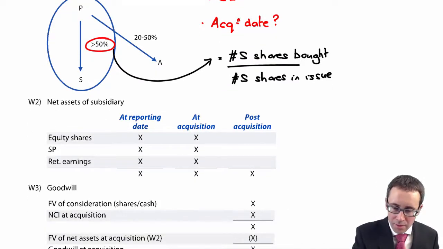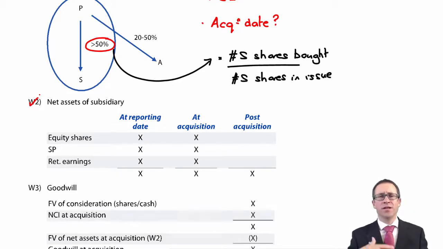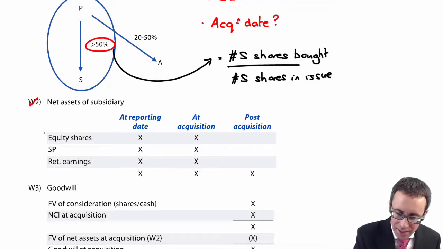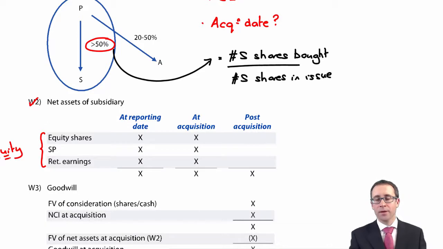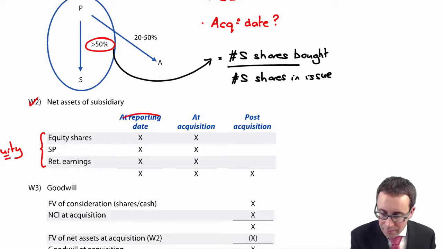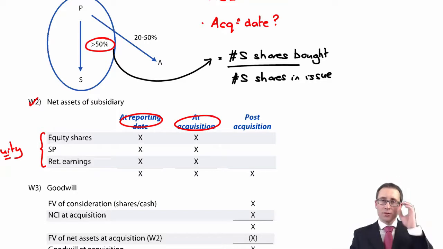Then what we have next working is the net assets of the subsidiary. I think this is the really important one that helps feed into goodwill, NCI, and group retained earnings, because we look at the net assets of the subsidiary at two points in time. We look at the reporting date, and we look at what happens at the date of acquisition. Remember, when we look at the net assets, we don't look at each individual asset and liability. We look at the equity section, don't we? So we take the equity section, which is equal to the net assets of the sub, and look at it at the reporting date and at the date of acquisition.